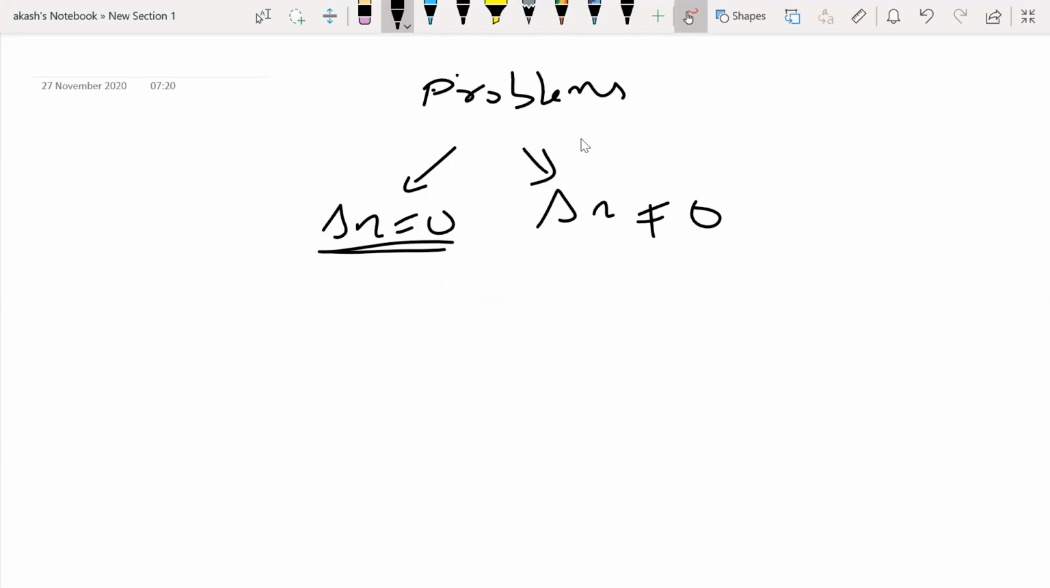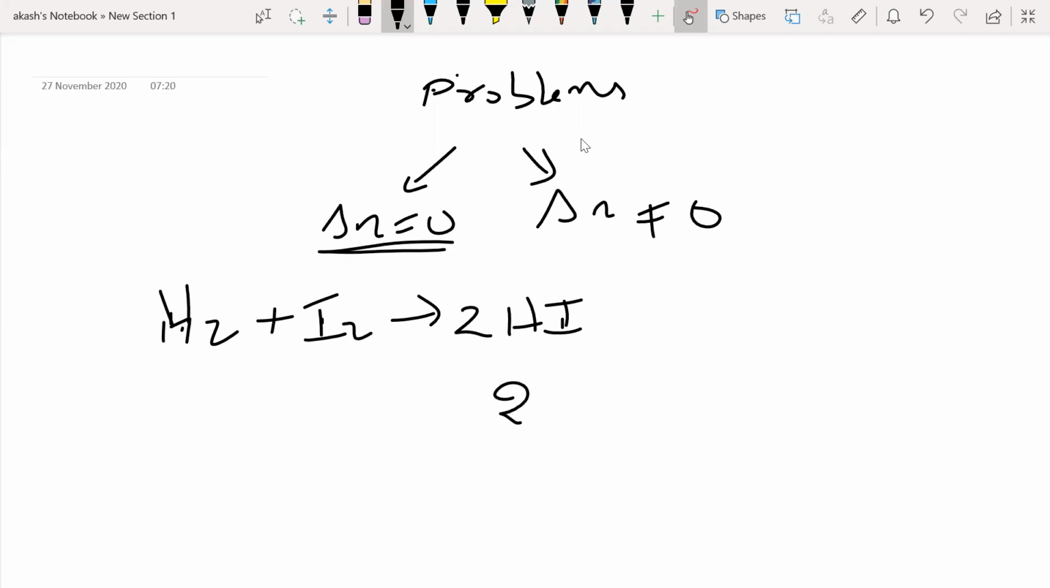Say one of the reactions can be like this: H2 plus I2 giving 2HI. Now what happened here? The total stoichiometric coefficient of the product side is 2, and on the reactant side 1 plus 1 becomes again 2. So delta n is equal to 0 for this kind of reaction.